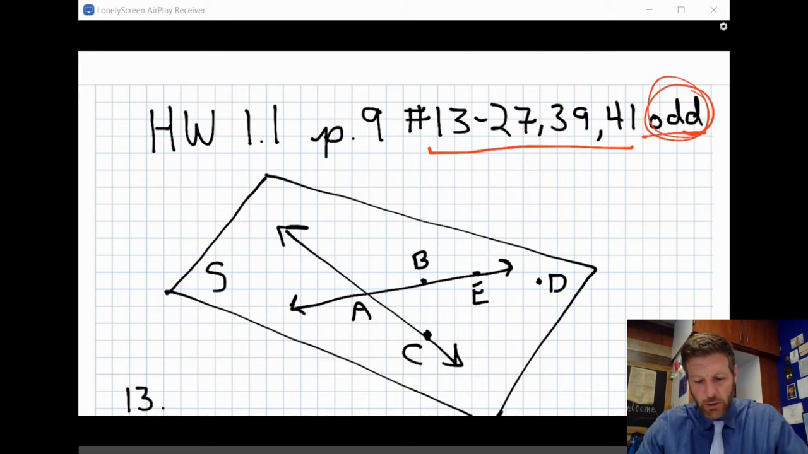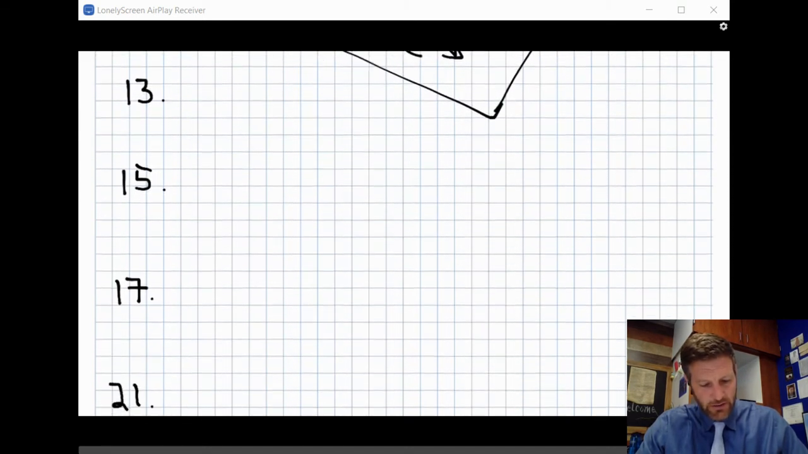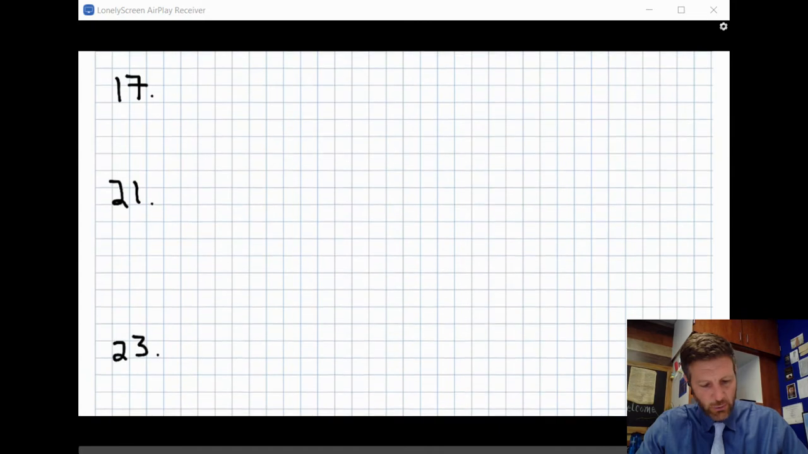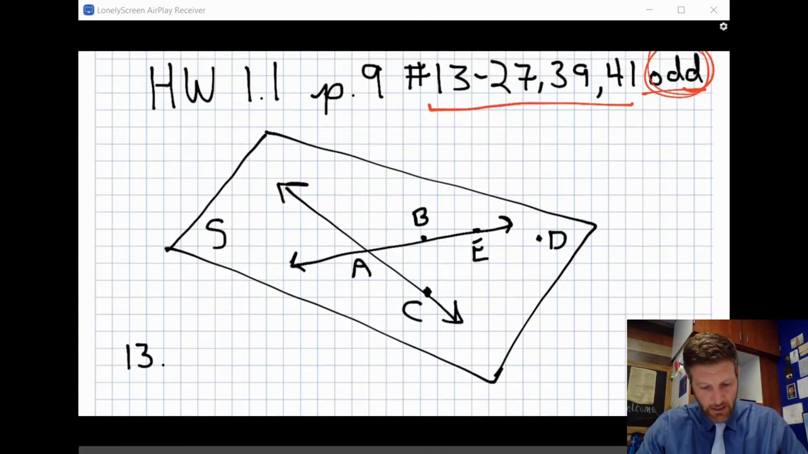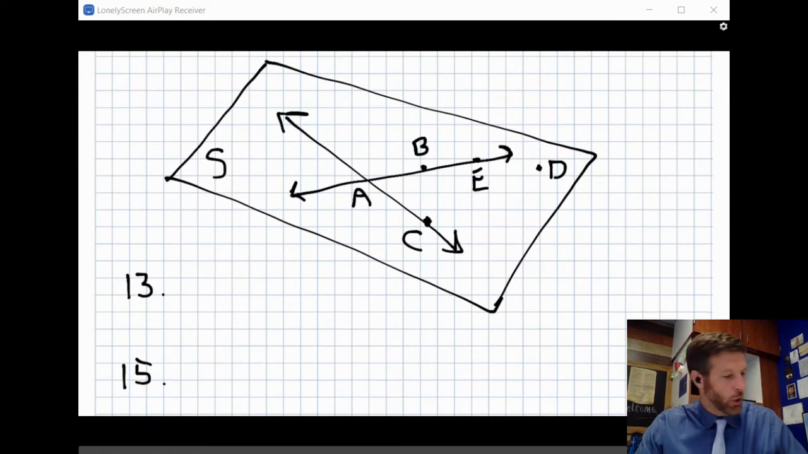So here we go. You have 13 through 27, 39, and 41 odd. I'm never going to do all the exercises with you, but I am going to do a sampling. What I have here is 13, 15, 17, 21, and 23, and we're going to work through those. These are coming right out of the textbook. I'm on page 9 right now, looking at number 13. This drawing that I've already set up goes with questions 13 and 15.